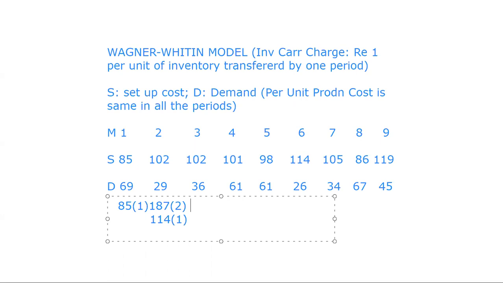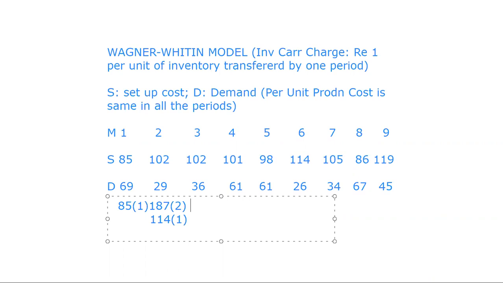So then, how is it 114? It is 85 plus 29. 85 is my setup cost and 29 is the inventory transferred to the next period. So it will be 85 plus 29 is equal to 114. Okay, so I get it. So let us take turns and then answer this question. If I am going to produce in period number 3, what is my optimal cost?